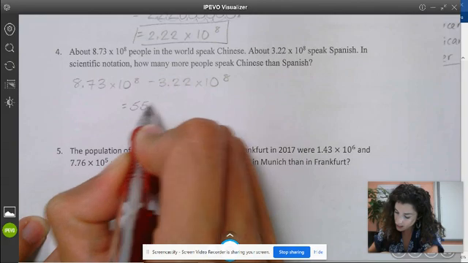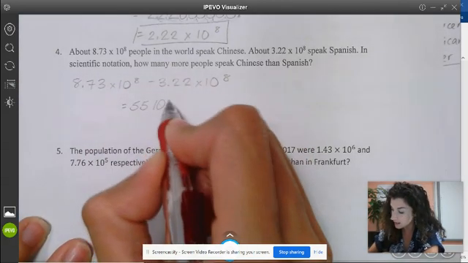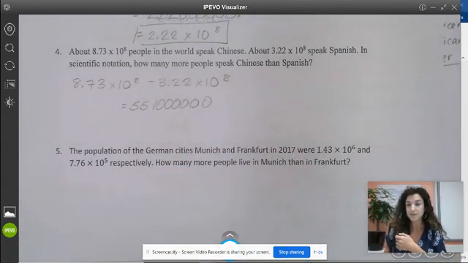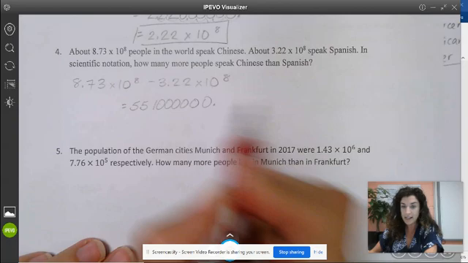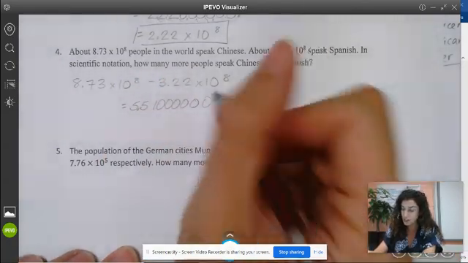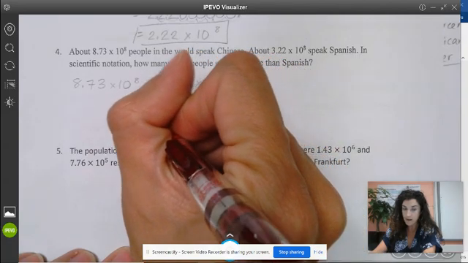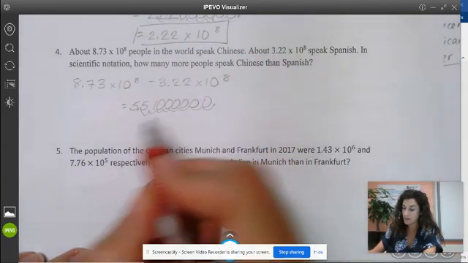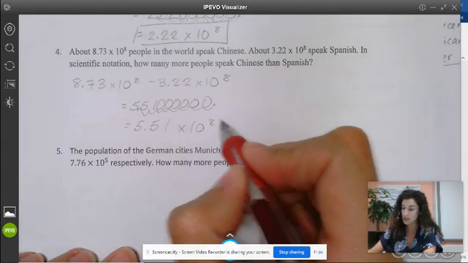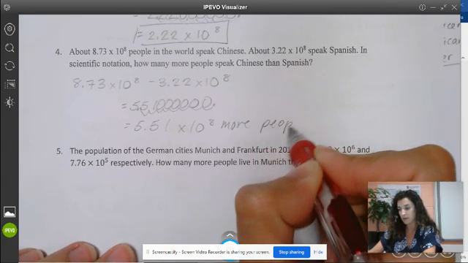So we get 5, 5, 1, and again, 6 zeros. We're going to take this decimal that's at the end and move it over till it's after that first digit. So we go 1, 2, 3, 4, 5, 6, 7, 8 jumps. That becomes 5.51 times 10 to the 8th. More people.